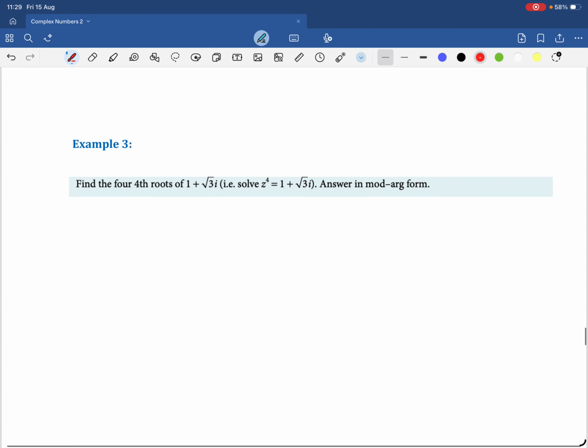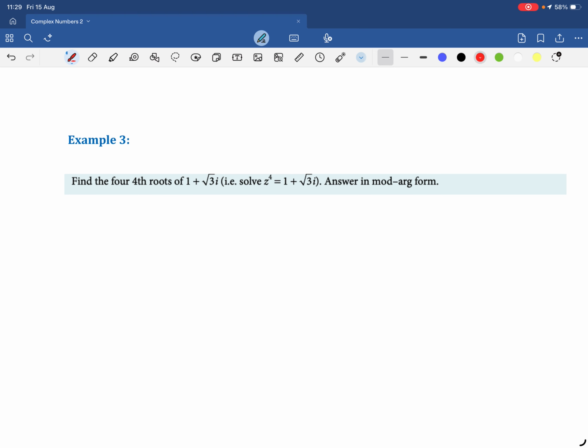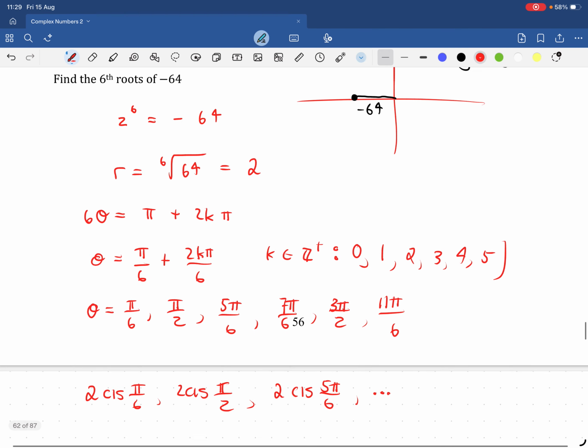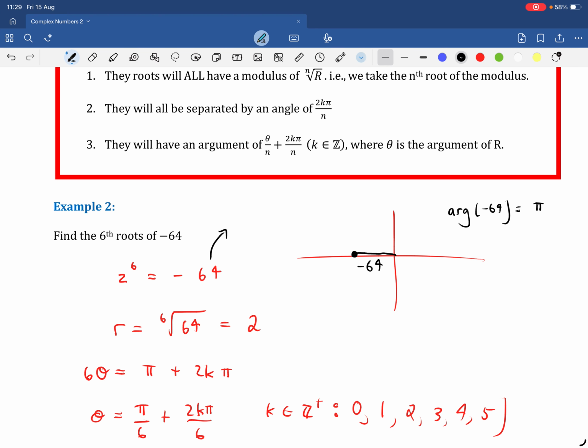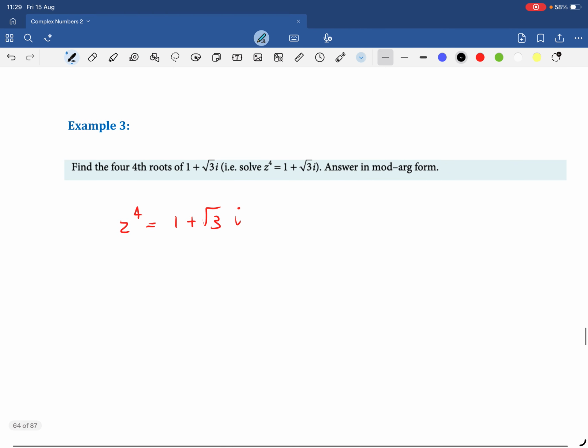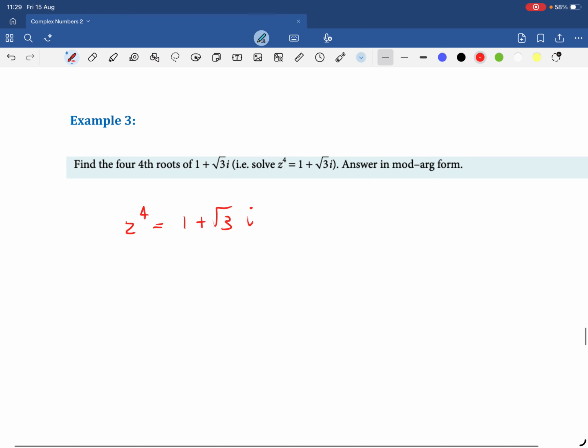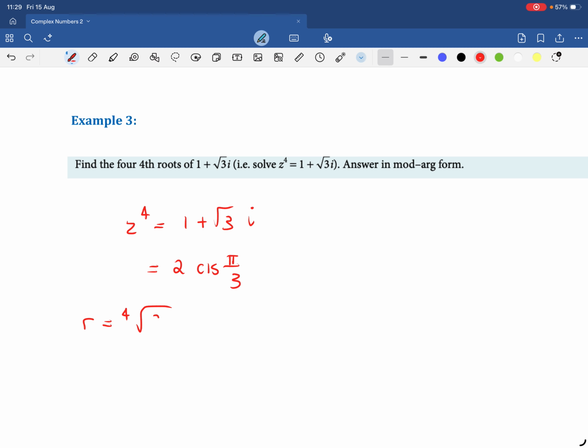Okay, in our last example, we're going to find the 4th roots of 1 plus root 3i. In other words, we're going to solve the equation z to the power of 4 equals 1 plus root 3i. Now what we need to do is to convert this into modulus argument form. We technically did that up here. We said that this was the same as 64 cis of pi. If you convert this into mod arg form, you're actually going to get 2 cis pi on 3. So the first thing we're going to do is take the 4th root, the radius of the solutions is the 4th root of 2.